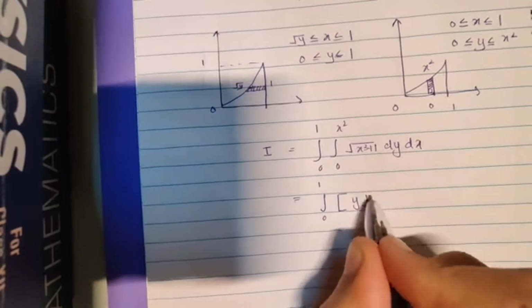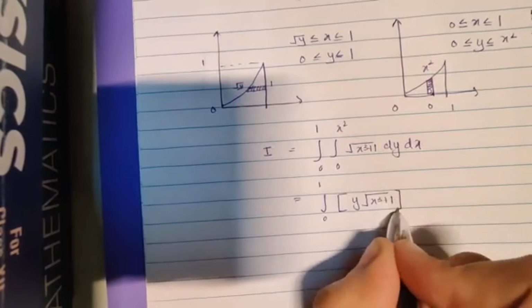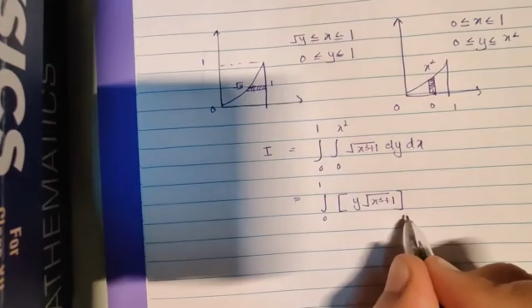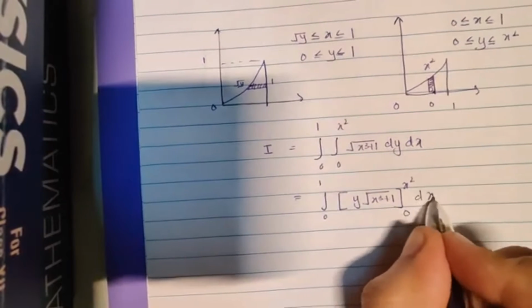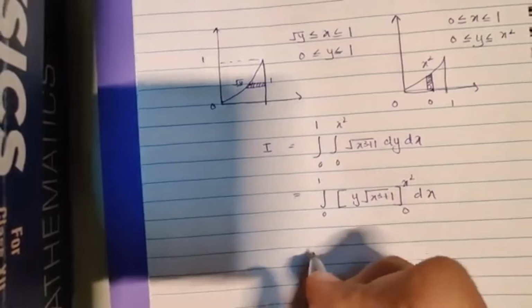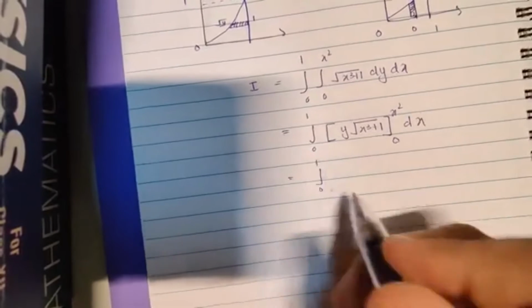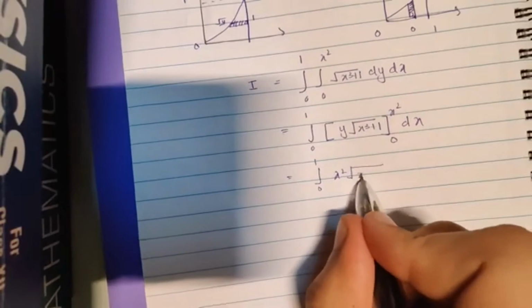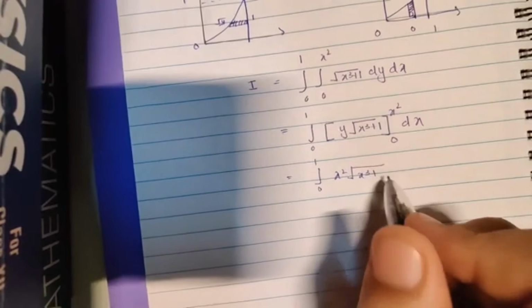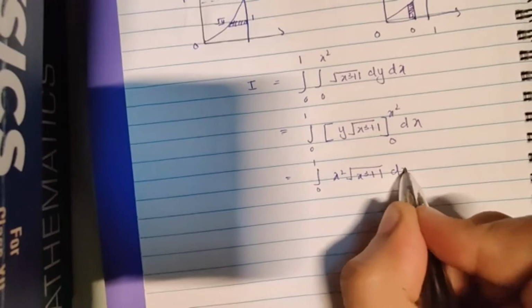y times x square root of x cube plus 1, and then we have the limits and dx. Now applying the limits, upper limit minus lower limit, we will be left with the integral 0 to 1 of x square times x under root x cube plus 1 dx.